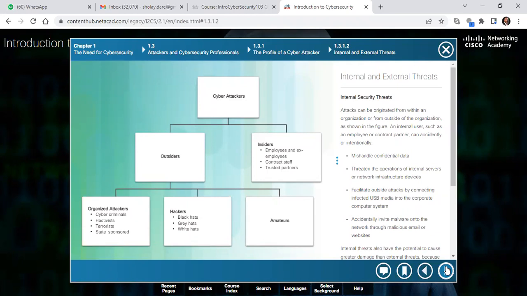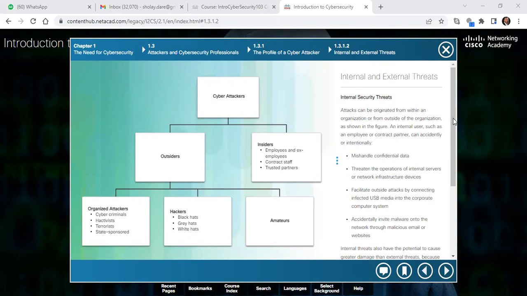Then we have the contract staff. We have the trusted partners. Then if you look at the outsiders, you have the organized attackers, which are the cyber criminals, the activists, the terrorists, and the state sponsors. Then we have the normal hackers, which are the black hat, gray hat, and white hat. Then we have the amateurs.